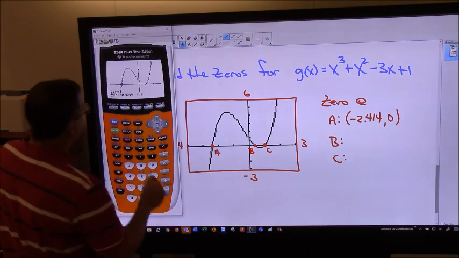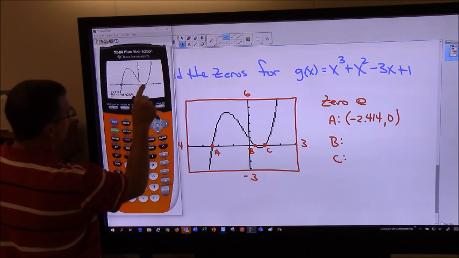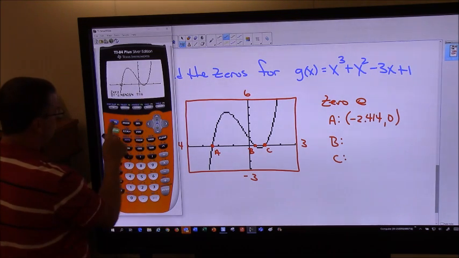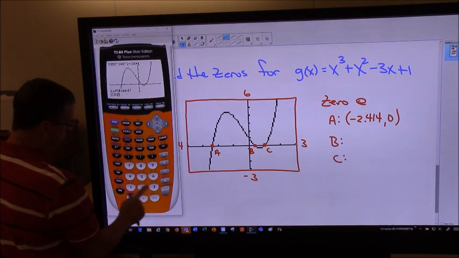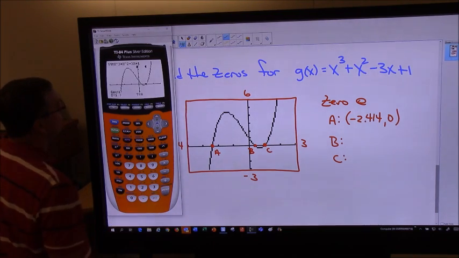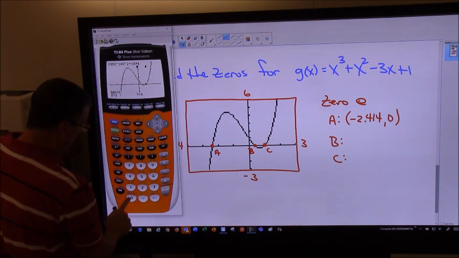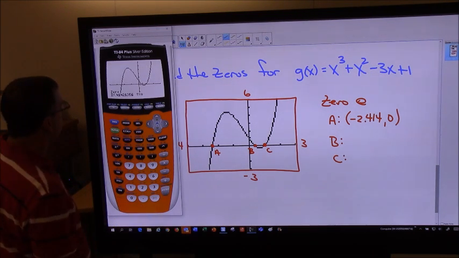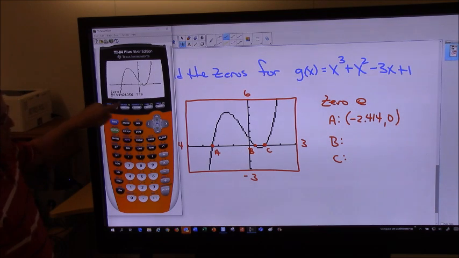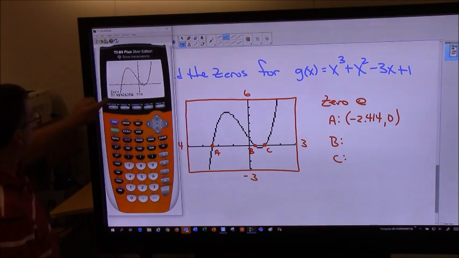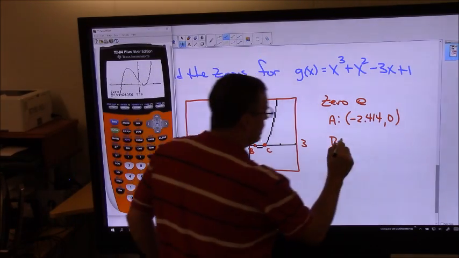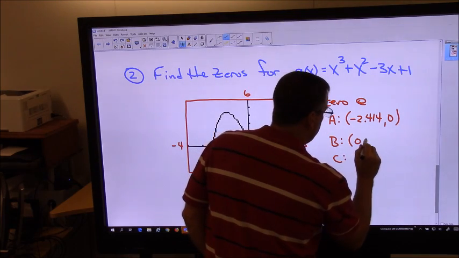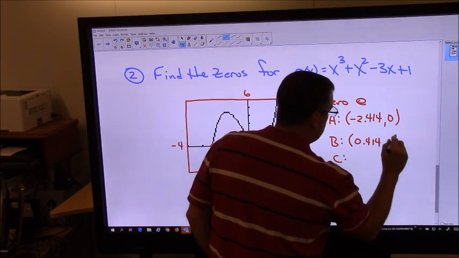All right, next one for B. It looks like that's between 0 and 1. So I'm going to do second calc again, option 2. 0 to 1 is my boundaries, and I'm going to give it a guess of 0.5. Looks like the same decimal we had for this, just without the -2 out there. So 0.414, that happens a lot with equations like this or with functions. So 0.414, comma 0.